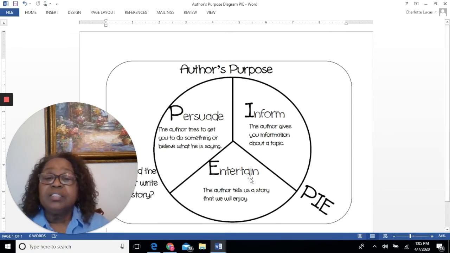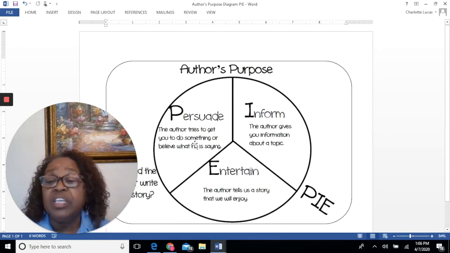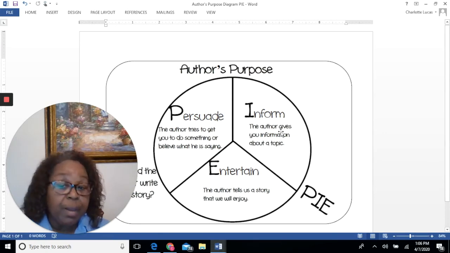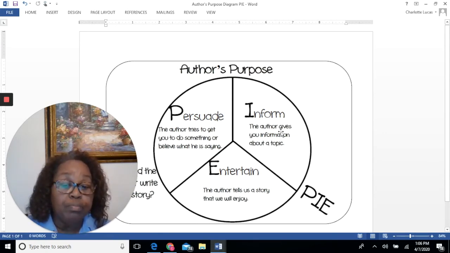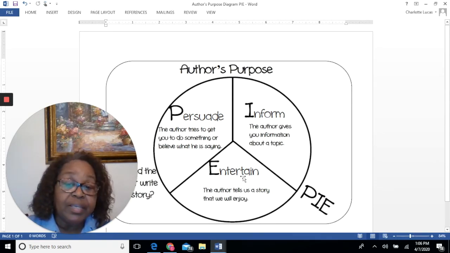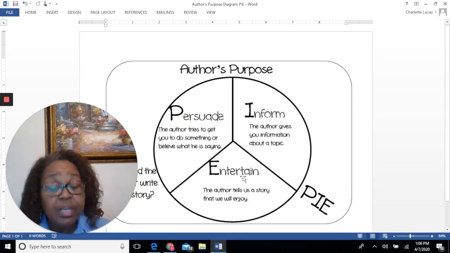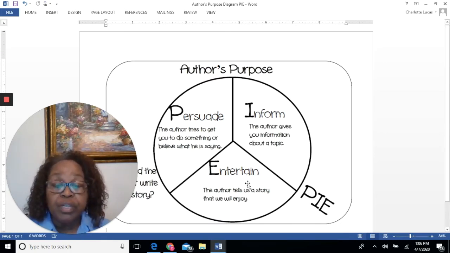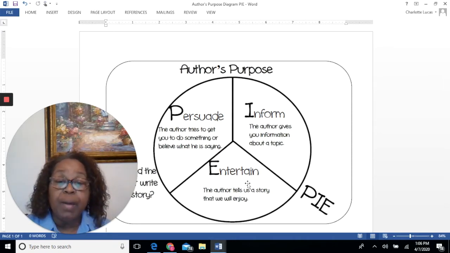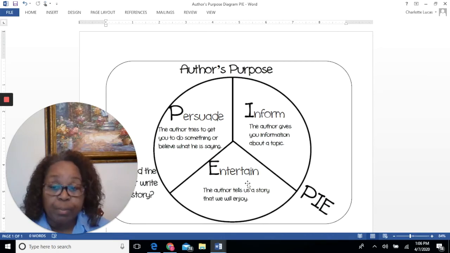Sometimes an author, when he's writing, is trying to get you to do something or believe something. If an author is trying to inform you, he's giving you information about a topic. He just wants you to know. If an author is trying to entertain you, then there's some emotion. You might get happy. You might think something's funny. You might want to cry. That's when you're being entertained. So as we're reading this story, we want to think about PIE. We want to think about what is the author's purpose.